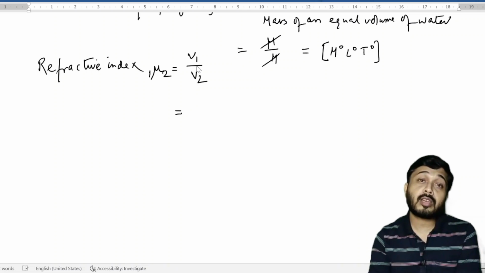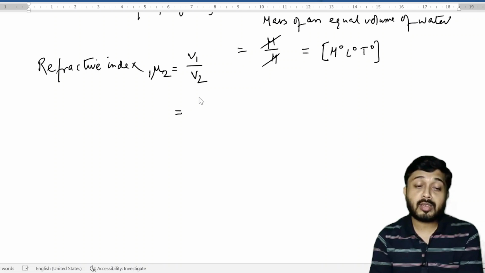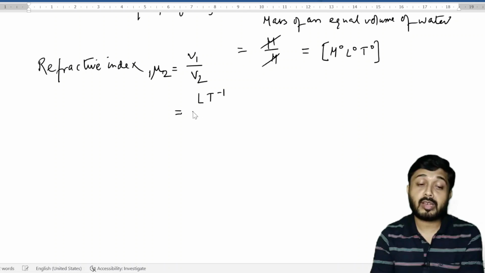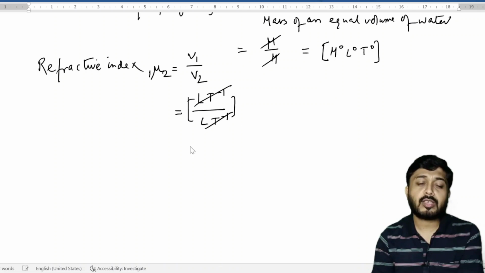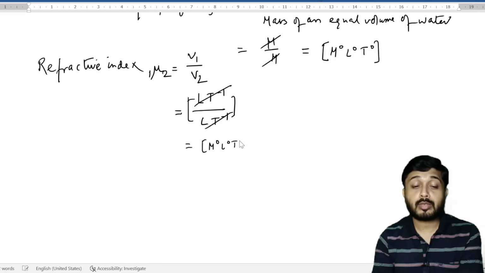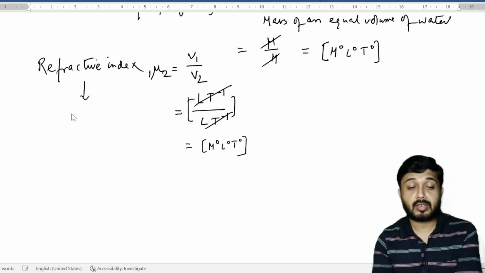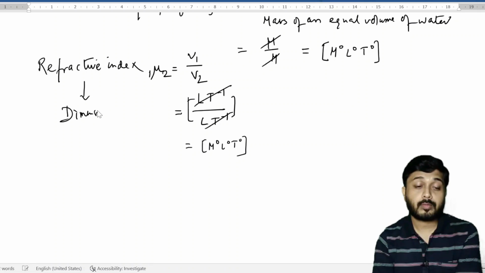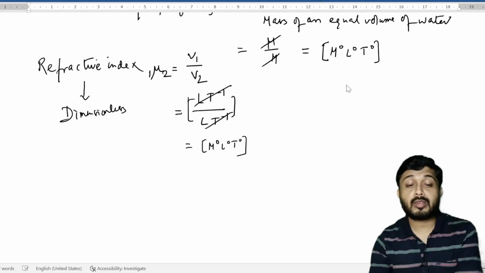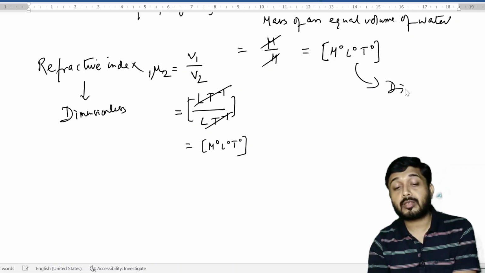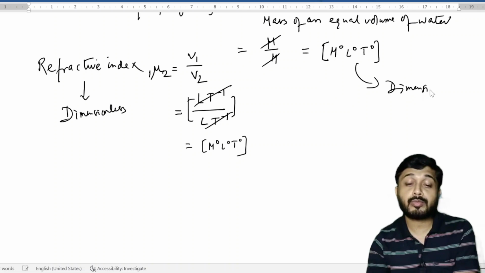What should be the dimension of velocity? Tell me. Dimension of velocity, I showed you in the very beginning, LT to the power minus 1, right? In the denominator also, all we have to write is LT to the power minus 1. So both mutually cancel each other out, and all we are left with is M to the power 0, L to the power 0, and T to the power 0, and we can write this is dimensionless. This is dimensionless also. Specific gravity, I showed you before.